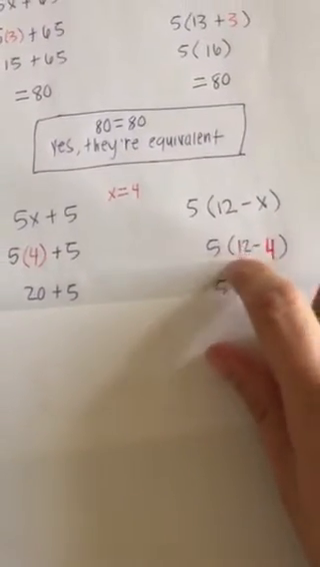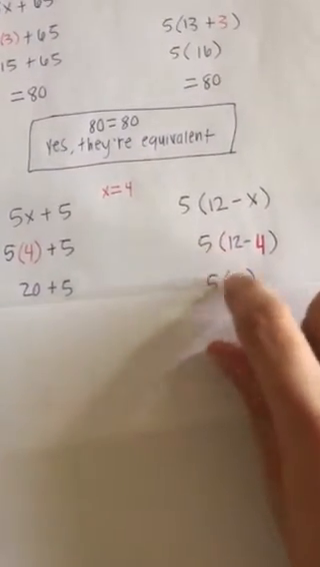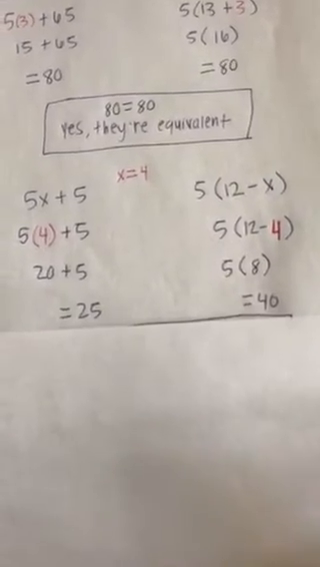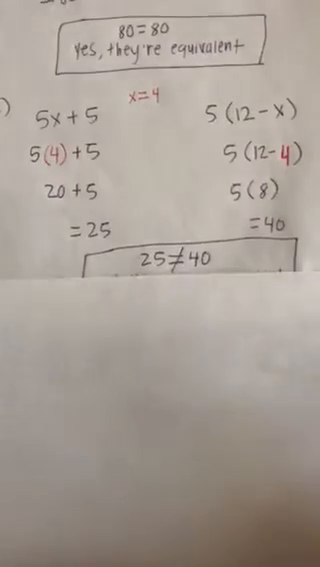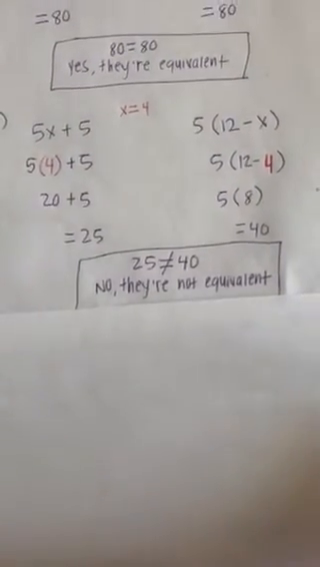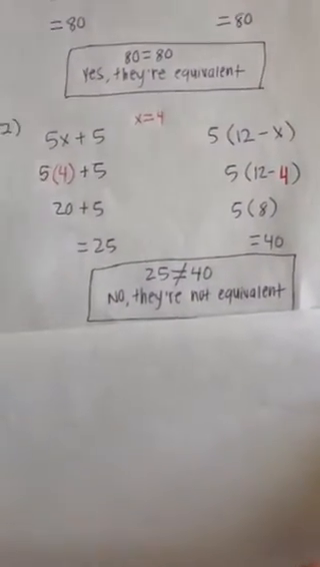On this side, we replace the x with a 4 as well. 12 minus 4 is 8. 5 times 8 is 40. We did not get the same answer on both sides here. That means that they are not equivalent because 25 is not equal to 40. So these expressions are not equivalent.